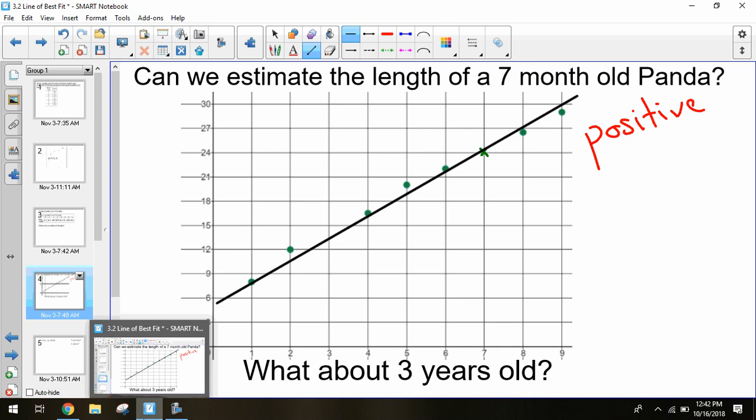But how can we use this line of best fit to tell us about 3 years? Because once again, this is only on our graph. So how can we use it for 3 years? To make the graph bigger. You could make the graph bigger, but making the graph bigger would go on and on and on. That would be a long time, right?